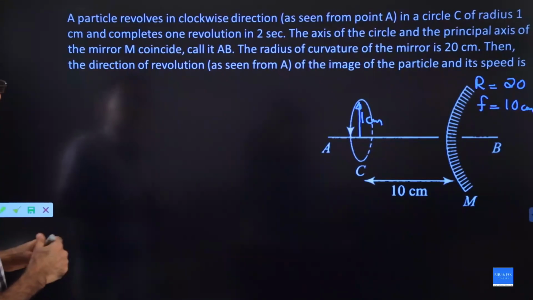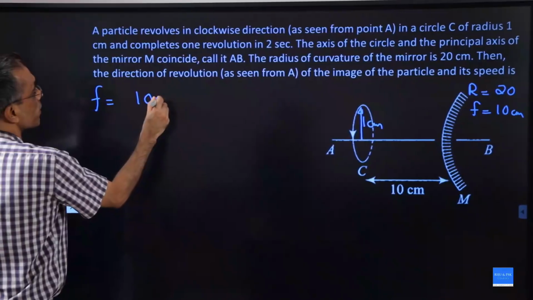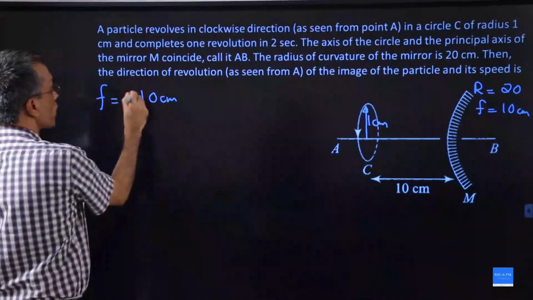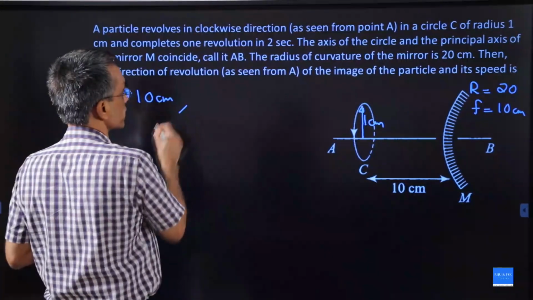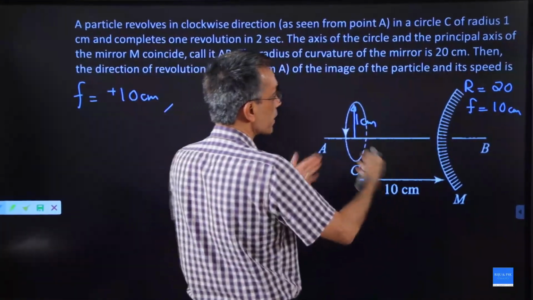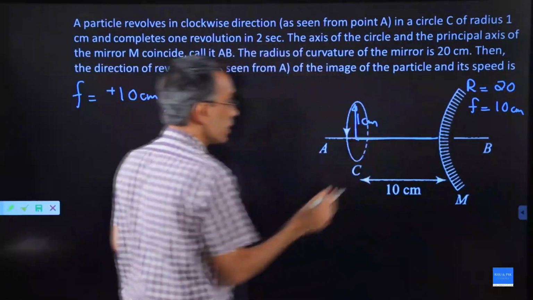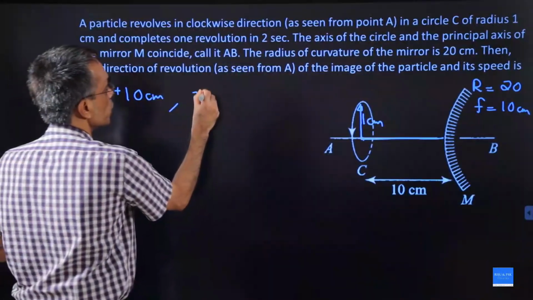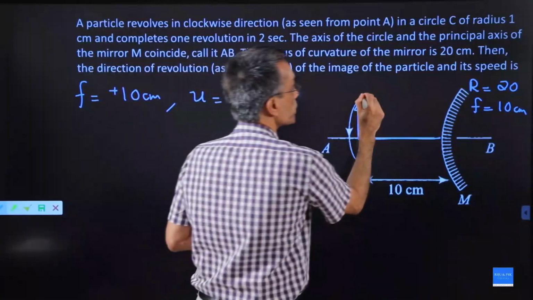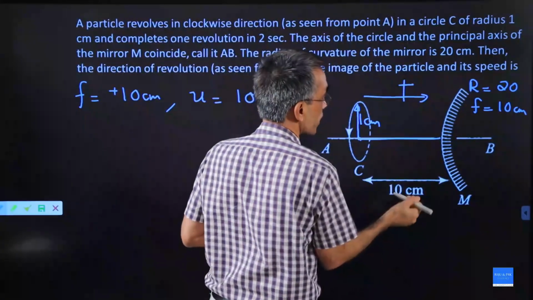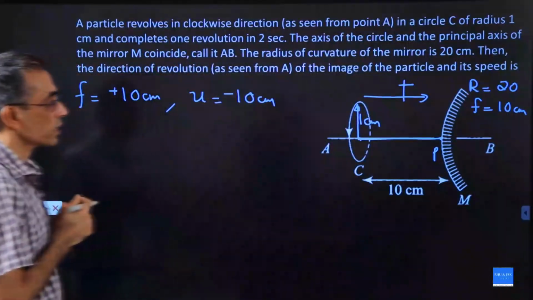Now what are the things that we have? We have focal length equal to 10 centimeter. Convex mirror, focal length is positive as per sign convention. And what is object distance? Object is in a plane here, right? So that plane from the principal axis to the center, that distance is 10 centimeter. So U is equal to 10 centimeter. Light from the object falls in this direction, positive direction. From the pole you measure in the opposite direction, so that is minus 10 centimeter.